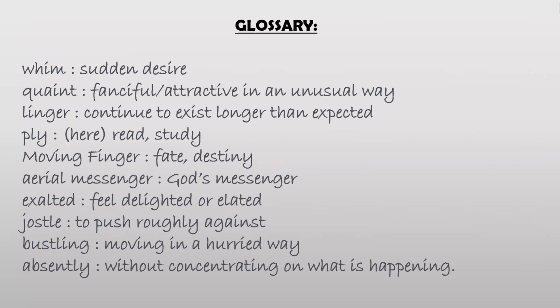Now we have some glossary which we have already seen in this lesson. Let's quickly have a glance at it. Whim is sudden desire, which I mentioned in the chapter. Then quaint means fanciful or attractive in an unusual way. So the man was quaintly dressed, fancifully and attractively dressed in an unusual way, right? Linger means continued to exist longer than expected. The whimsical ideas lingered in his mind. This is what we read.